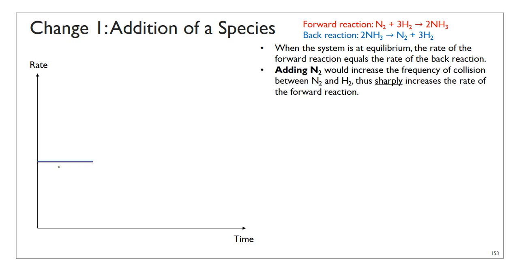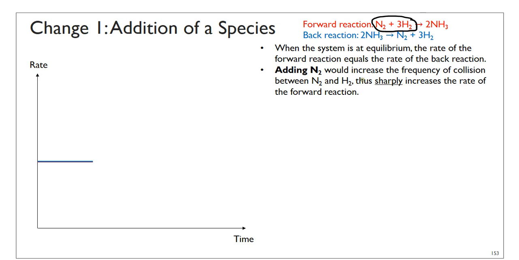Okay, so the change in this case is an addition of nitrogen. Now, if you think about it in terms of collision theory, if I add nitrogen, that is going to increase the frequency of collision between nitrogen and hydrogen. So it really only affects the rate of the forward reaction because nitrogen is only a reactant for the forward reaction. Adding more nitrogen is not going to affect the rate of the back reaction because really it's only the frequency of collisions of the reactants that can affect the rate of a reaction.